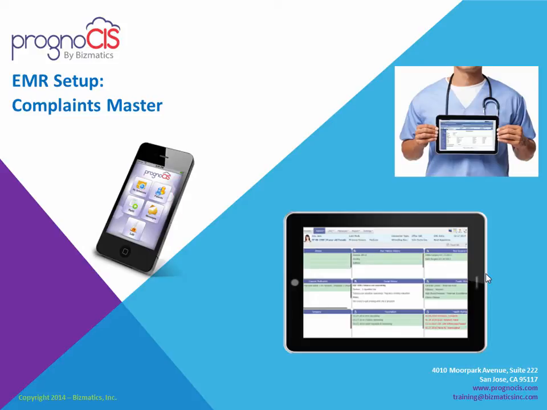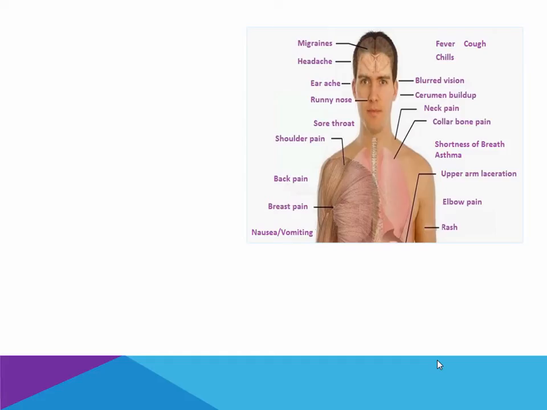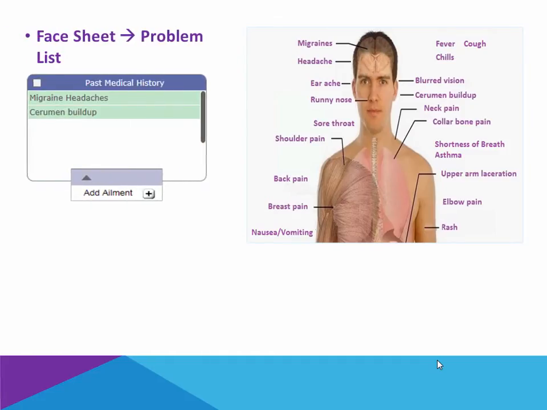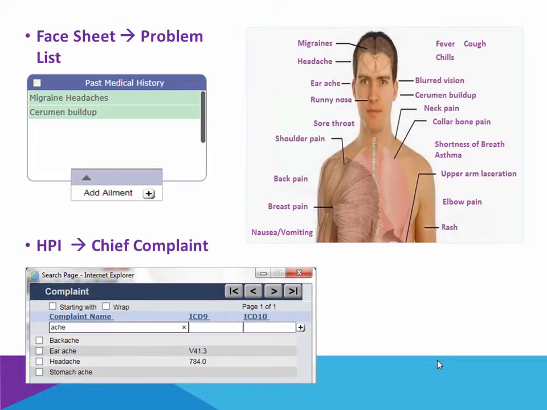EMR Setup: Complaints Master. The Complaints Master includes medical problems that serve as the basis for the patient's problem list on their face sheet, as well as their history of present illness or chief complaint once the patient has arrived. Typically, the values defined here will consist of complaints, symptoms, ailments, or conditions, and are often documented as the reason for the visit or why the patient is being seen.